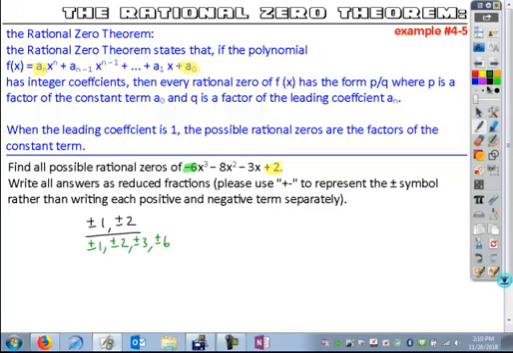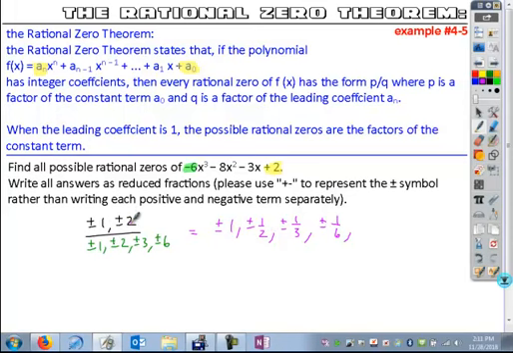Okay, and so what you're going to be asked to do when it asks you to write all possible rational zeros is to do every combination of these that you can write. So 1 over 1 is plus or minus 1. 1 over 2, plus or minus 1/2. 1 over 3, plus or minus 1/3. 1 over 6, plus or minus 1/6.